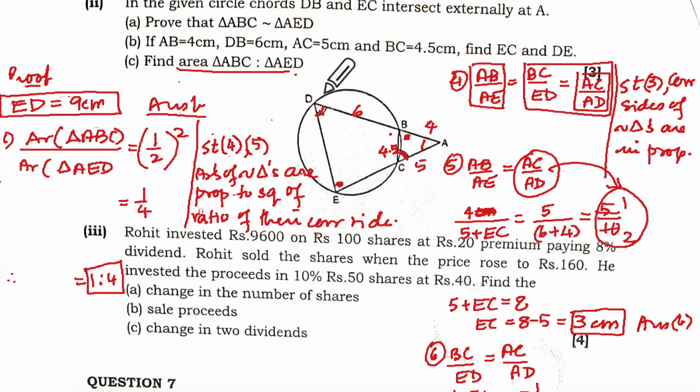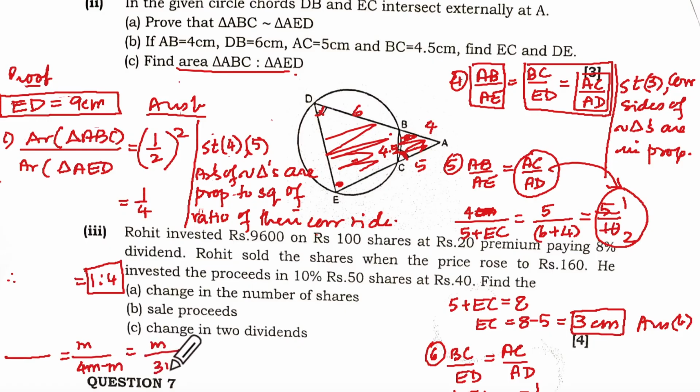If they tell you the ratio of this triangle and this trapezium, then it will be 1:3, and in that case, the required ratio will be equal to m upon 4m minus m. Understanding? Don't write 1 upon 4 minus 1. You understood? This is how you will have to show.